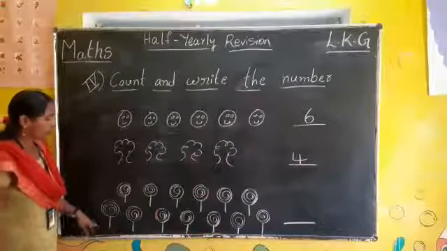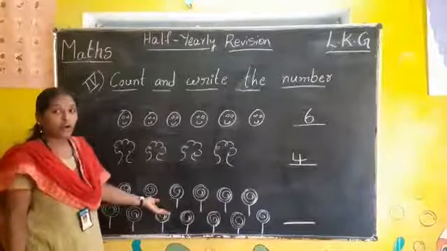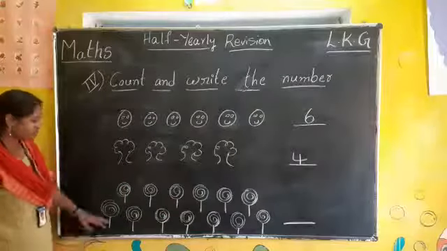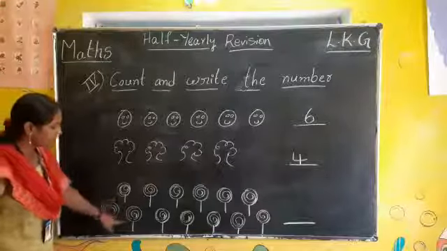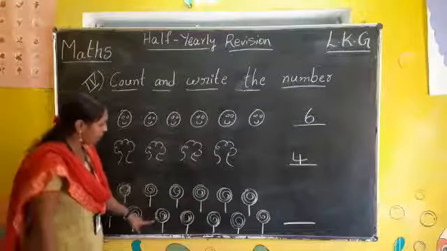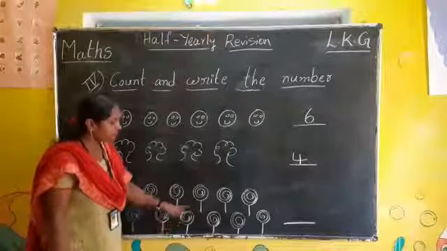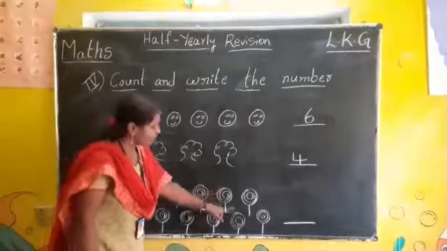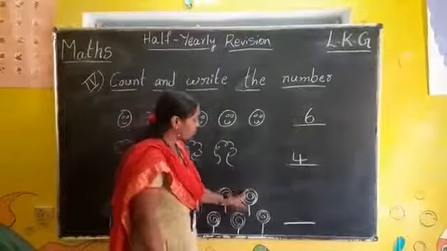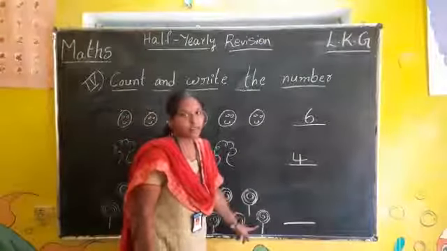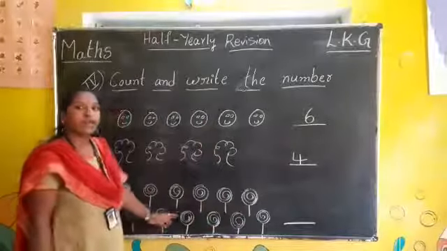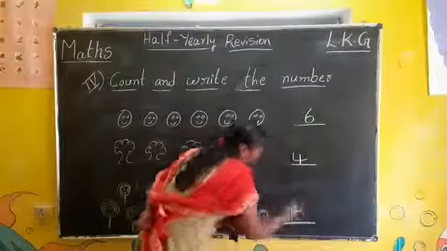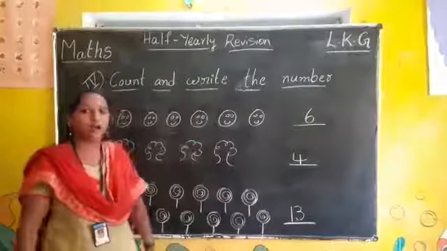Now, what are these? These are lollipops. Come on, count children. 1, 2, 3, 4, 5, 6, 7, 8, 9, 10, 11, 12, 13. How many lollipops are there? 13. So write here 1, 3, 13. Okay children, now next bit.